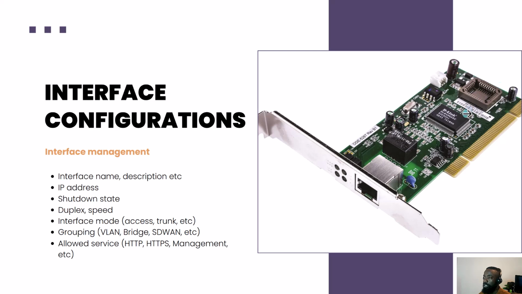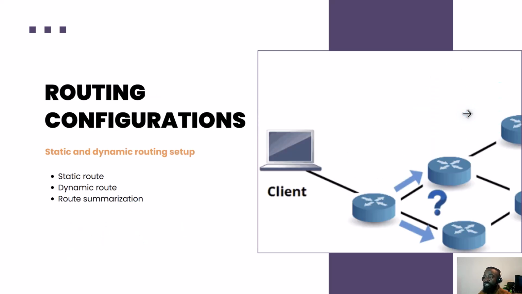Next one is routing. So these are not the only configurations you would find in routing, right? You can find a whole lot more, but these are the basics that you typically find. So things like static routing, dynamic routing, and route summarization. If you understand the concepts of routing, you'll be able to implement them on whatever device.